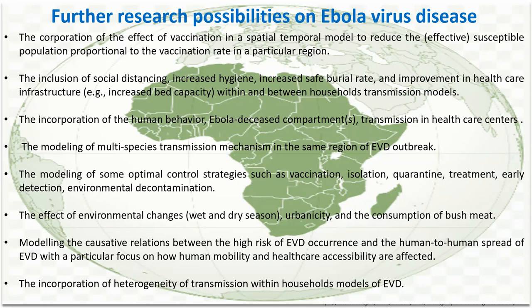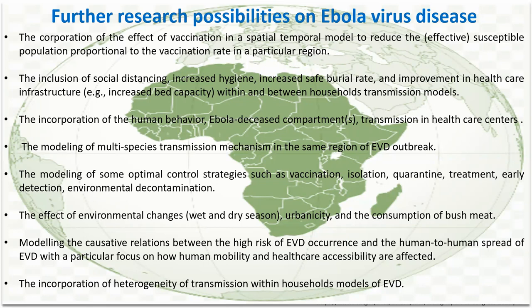Then another aspect to look at is control, like vaccination, isolation, quarantine, treatment, early detection, and environmental decontamination too, because these are good to consider in Ebola virus. See how you can control this virus, especially when there is an outbreak of this disease. Early detection will help you to detect people that are infected in order not to spread the disease.